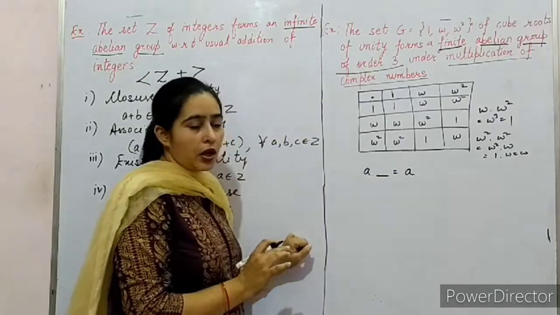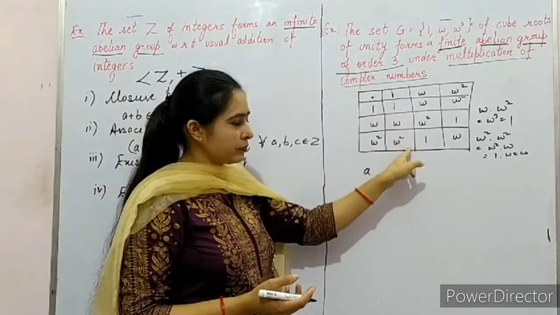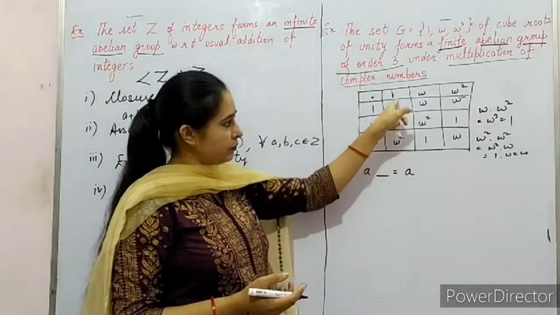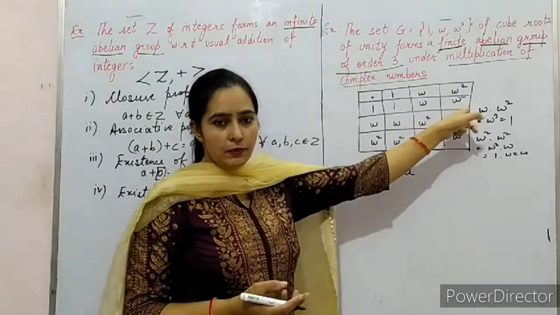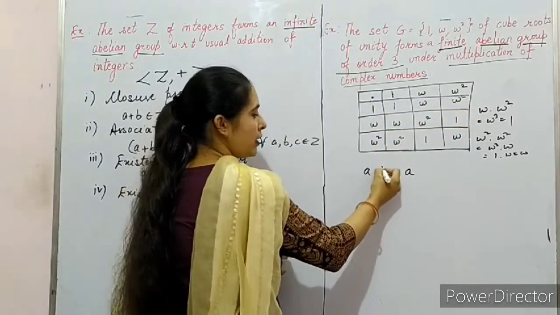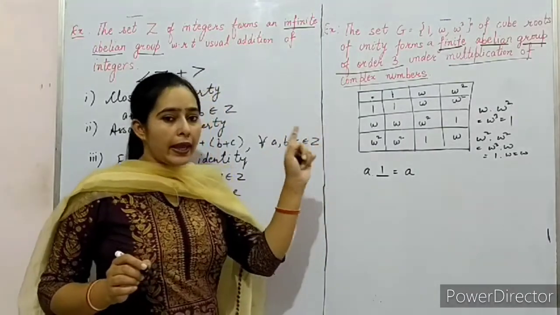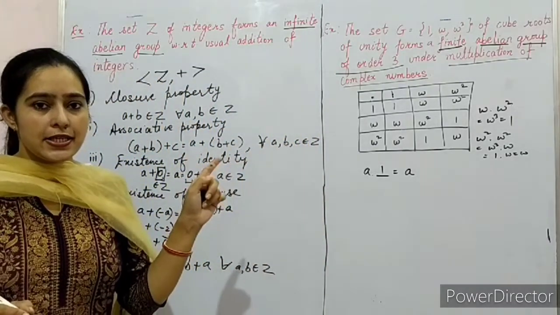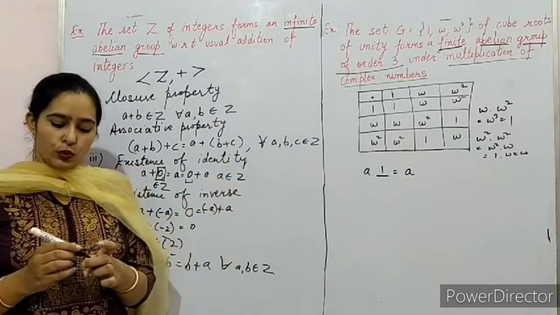element. Now simply you can say, if you multiply with 1, the first column and second column are the same, and the first row and second row are the same. That means when multiplying with 1, the answers will remain the same. That means 1 is playing the role of identity here. That means existence of identity also holds.